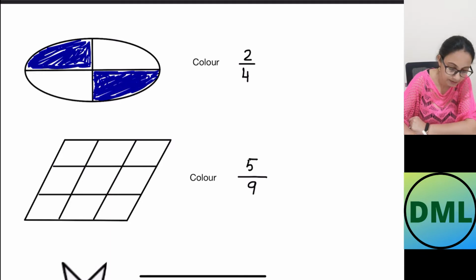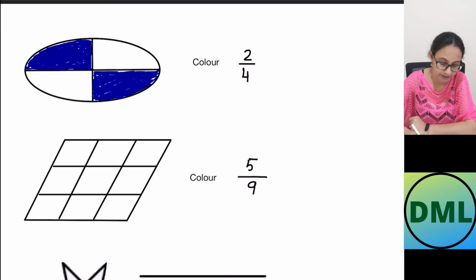So let's color it. You just do it properly. I'm not doing it properly, but you have to do it nicely. Okay. So I'm done with coloring 2 parts. Now let's see one more example.